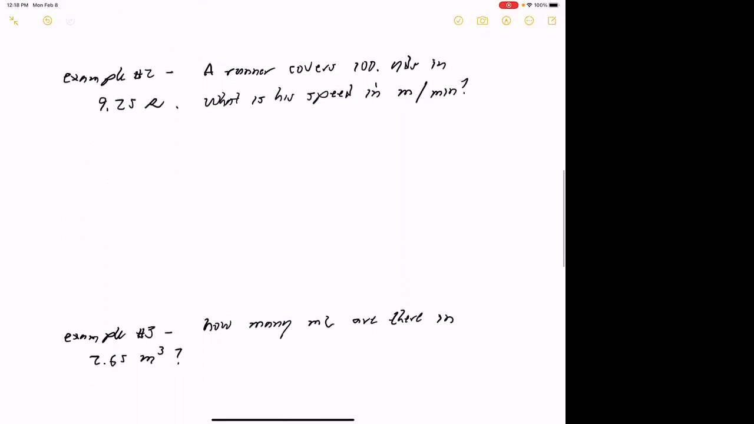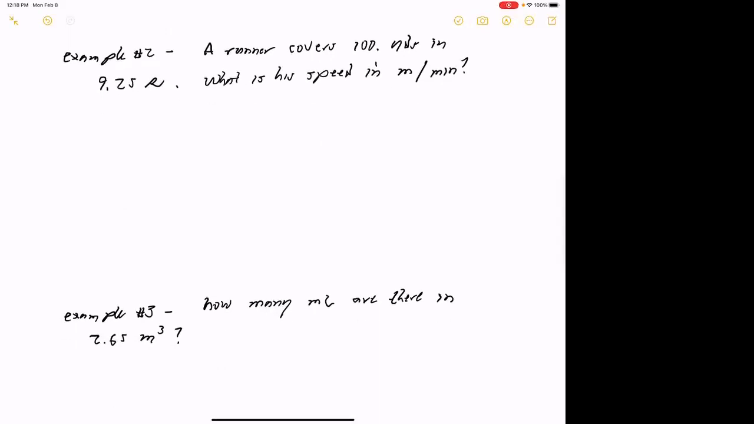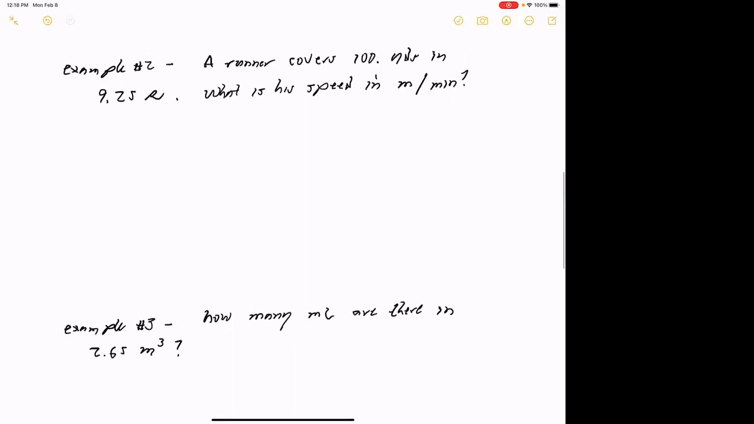All right, so let's look at a second example. This one's a little bit more difficult because there's just more going on. It says here that a runner is going to cover 100 yards in 9.25 seconds. So what's his speed in meters per minute? Okay, so the first thing I'm recognizing here is that I'm being asked for a speed or a rate, in meters per minute. So notice that I give you a distance covered and I also give you a time, right? And a speed is always going to be a distance covered per unit time.